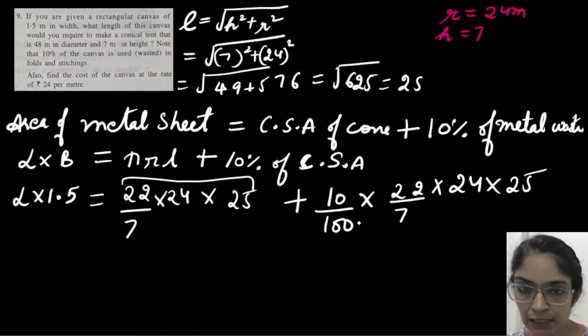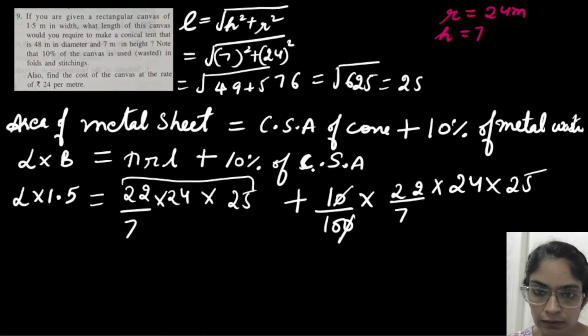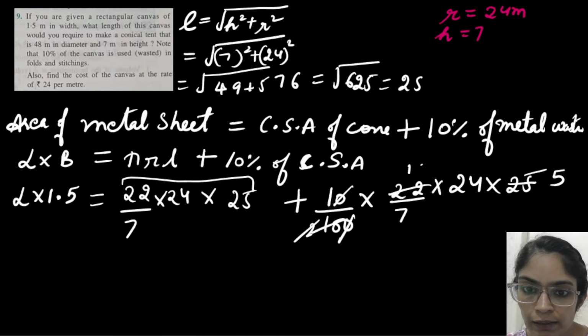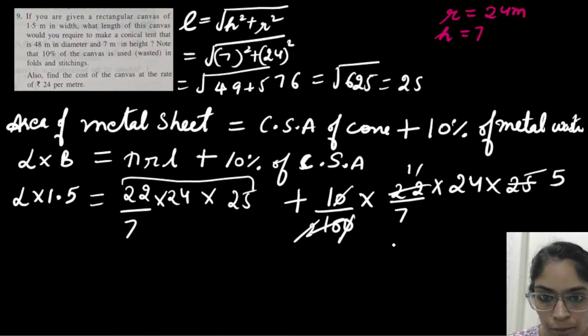Multiply this and tell me the answer. Here the 10 and 10 we can cancel. Other than that cancellation, this part we can do: 5 into 5, 5 into 2, then 2 into 11. Other than that, no cancellation. So solve this one.